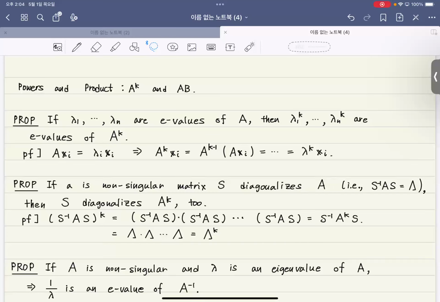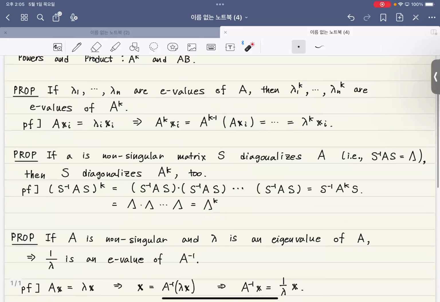Suppose that you have n eigenvalues of A. If you take the k-th power of the matrix A, then all these eigenvalues raised to the same power are going to be the eigenvalues of A to the k. The proof is very simple. I'm going to give you a couple of seconds to read the proof. Okay, great.